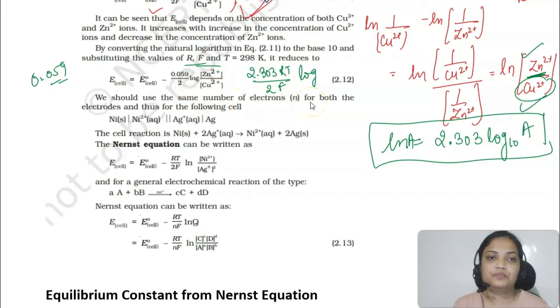Okay, so in the same way you can write it for this reaction here, where nickel is changing to nickel 2 plus and silver ions are changing to silver. So the reaction would be E naught cell minus RT upon 2F. Again 2 electrons are involved in this case, log of Ni2 plus upon Ag plus square.